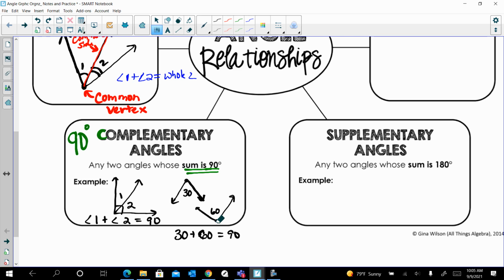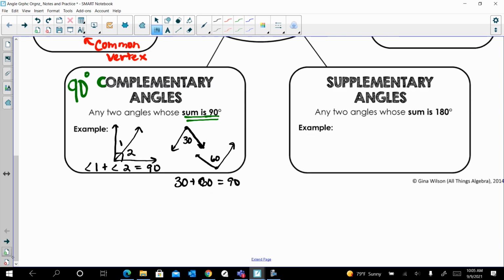So I do want you to make sure you understand that they do not have to be adjacent, they just have to have a sum of 90. Okay, so the complement is the measure that makes it a sum of 90. So if I have an angle that's 80 degrees, what is its complement? 10. Okay, if I have an angle that's 45 degrees, what is its complement? 45. Okay. All right.